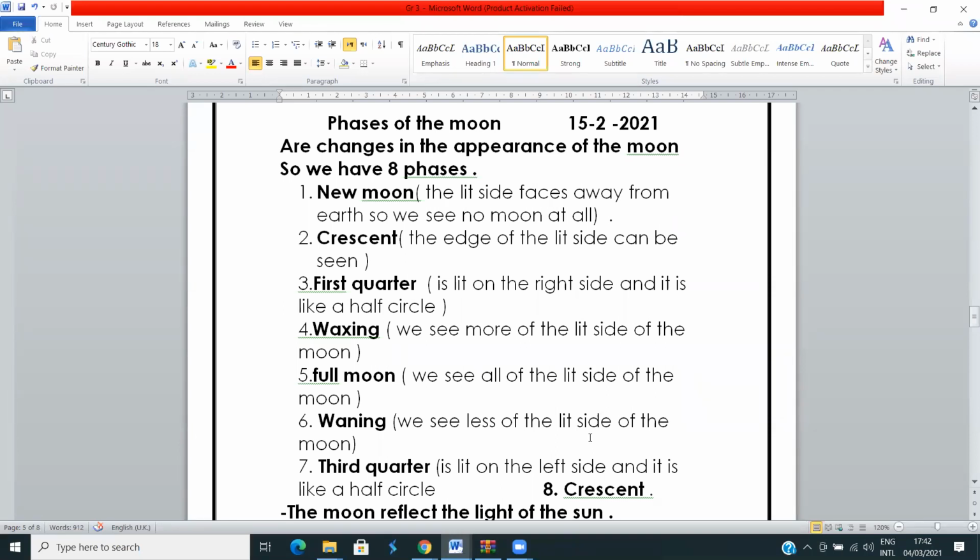Full moon: we see all of the left side of the moon. Waning: we see less of it. Waxing and waning are called gibbous, but in the syllabus we only have waxing and waning, versus first quarter and third quarter. We study this and we revise it.